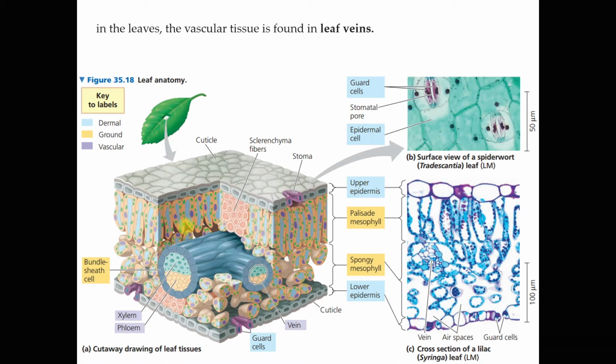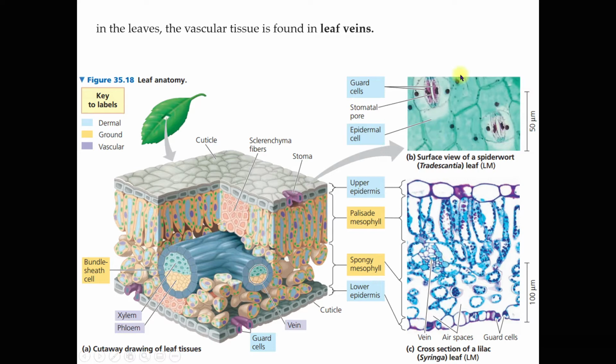Now in the leaves, these vascular tissues are found in the leaf vein. So this is the leaf vein, a cross section of the leaf vein. You can see this is the xylem, this is the phloem, and these are the bundle sheath cells. You learn detail about this bundle sheath cell later at the end of semester 1. Again, a cross section. If this is the leaf vein, the xylem and phloem should be here, but it's too tiny to see.